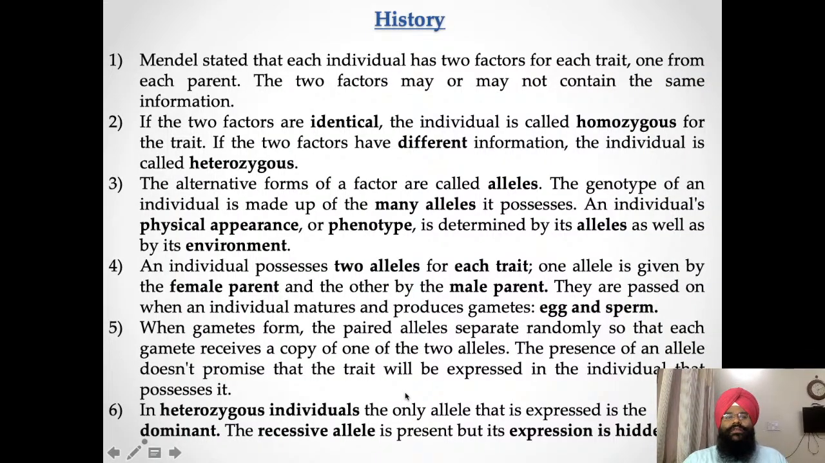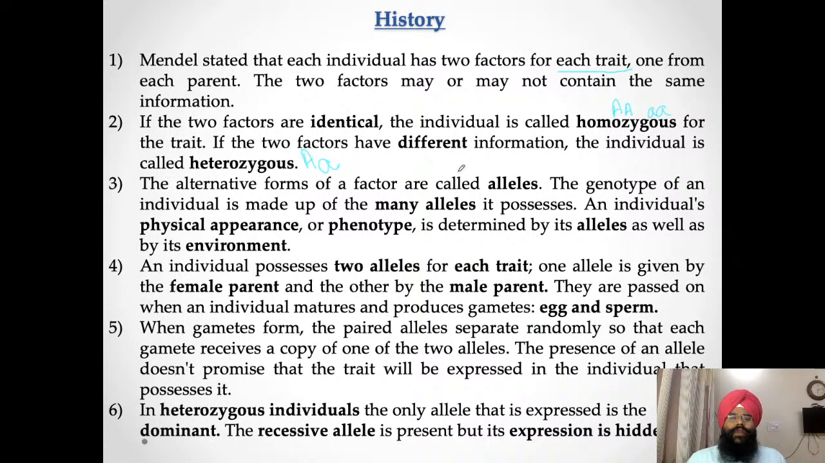So initially, what happened in this field of Mendel's law? Mendel stated that each individual has two factors for each trait, one from each parent. So the two factors of each trait come one from the mother, one from the father, and the two factors may or may not contain the same information. They could be the same or not the same. If the two factors are identical, the individual is called homozygous, like capital A, capital A, or small a, small a. If they are different, like capital A and small a, they will be heterozygous.